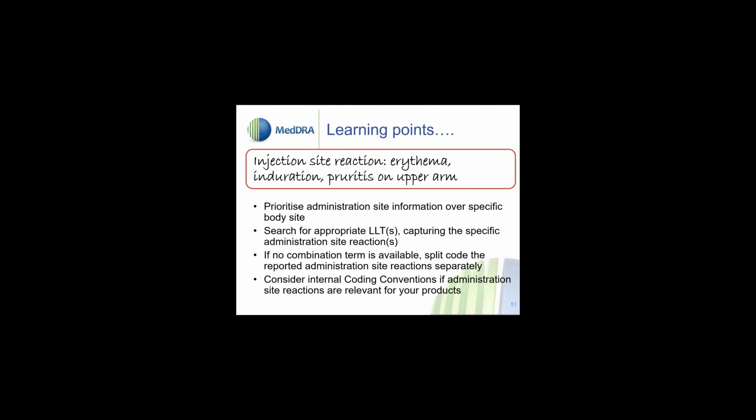Also, rules could be defined for frequently reported administration site reactions, like, for instance, inflammation based on its cardinal signs, namely redness, swelling, heat, warmth, pain, and loss of function, to avoid splitting. So you could define that warmth and redness could be taken as minimal criteria to qualify for inflammation, or you could consider warmth, redness, and pain as minimal criteria to classify as an administration site inflammation. All this needs to be considered and should be documented in your coding conventions if this whole area is important for your products.